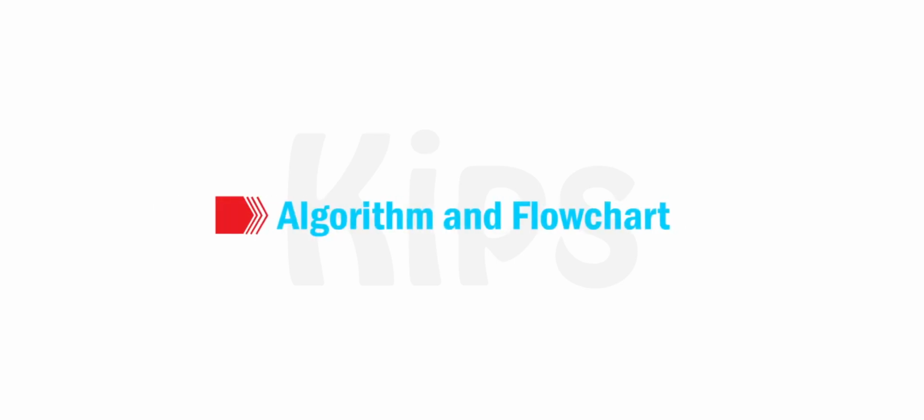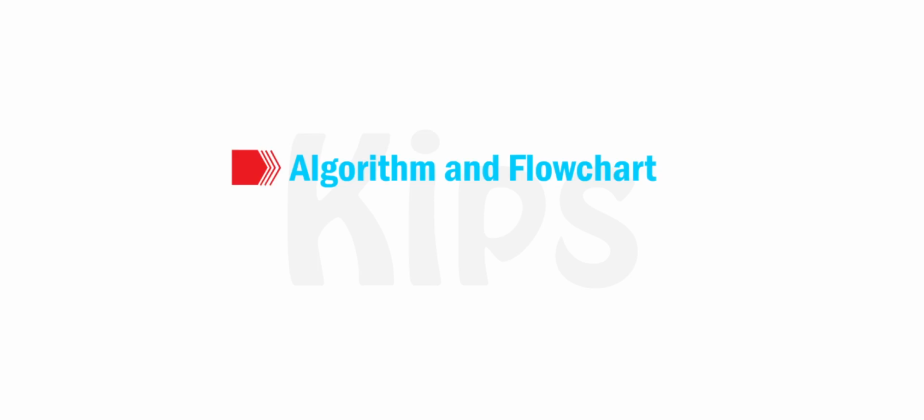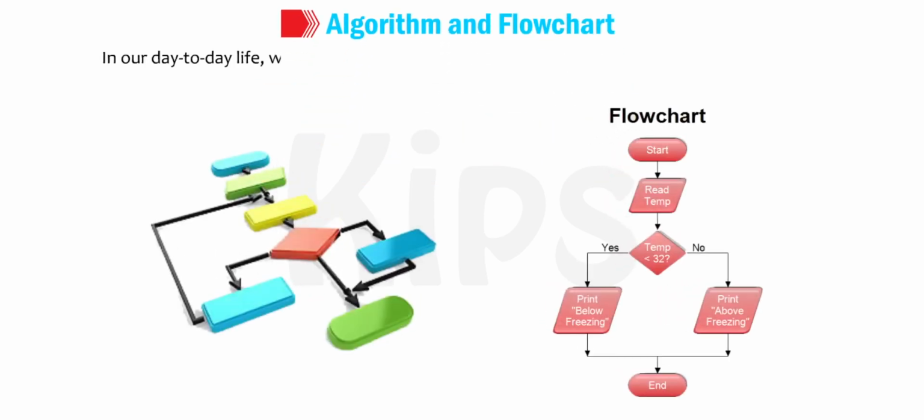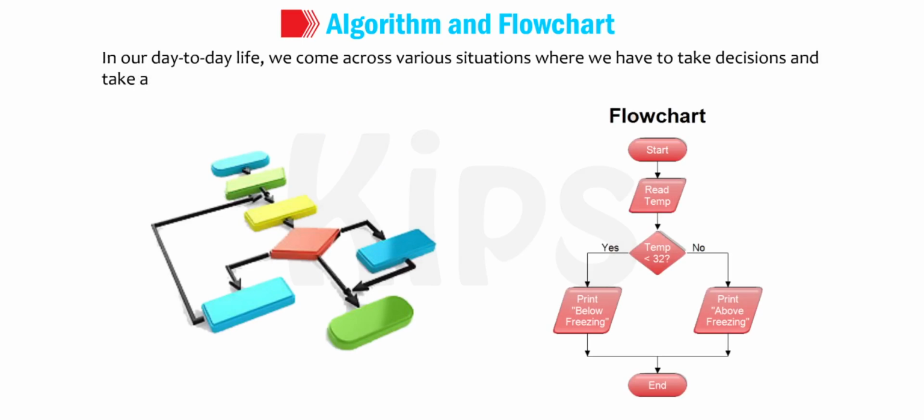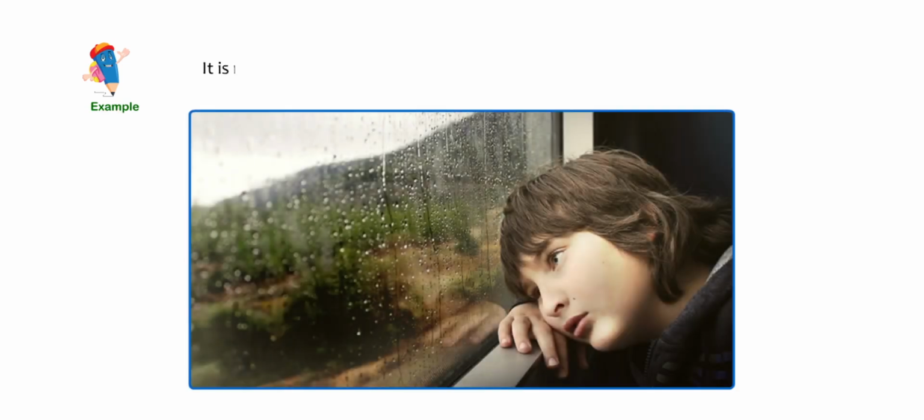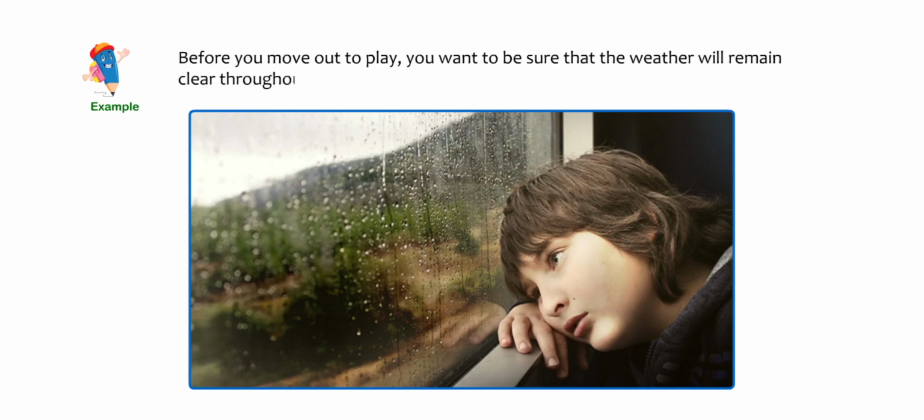Students, now let us talk about algorithm and flowchart. In our day-to-day life, we come across various situations where we have to take decisions and take actions accordingly. Students, let's take a simple real-life example. It is a rainy season and you want to go out and play with your friends. Before you move out to play, you want to be sure that the weather will remain clear throughout the day or not.